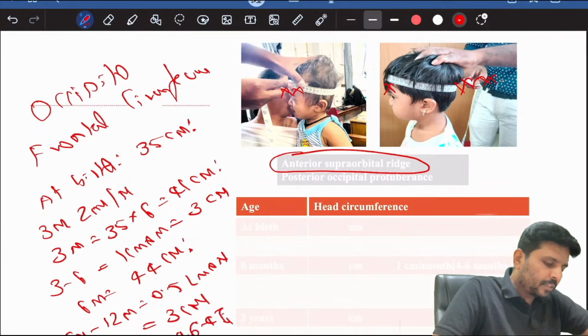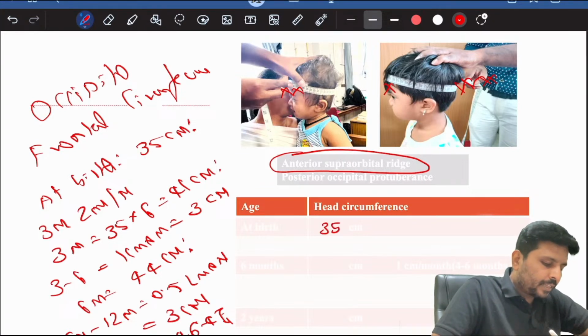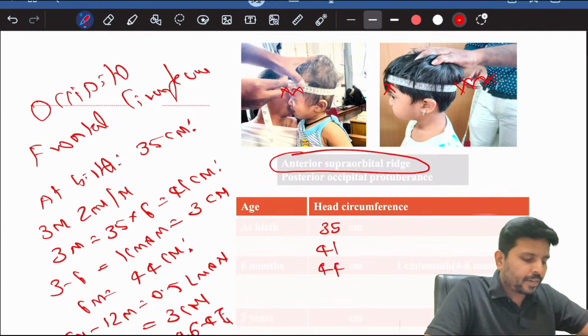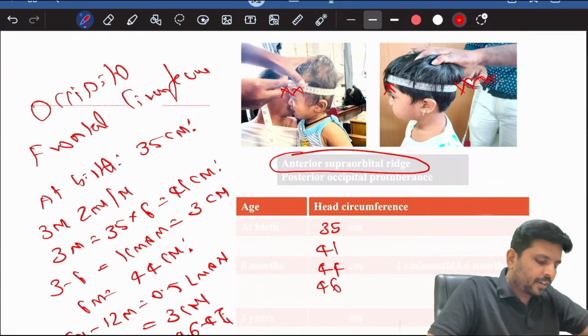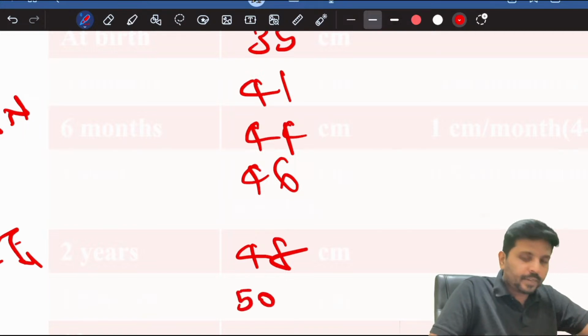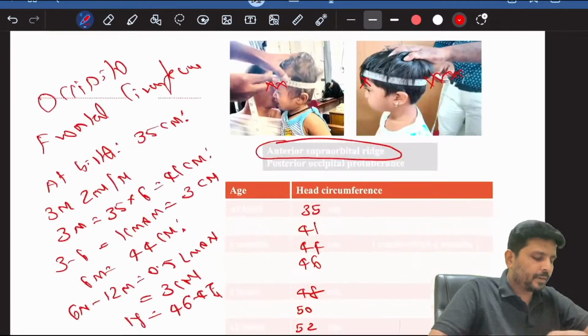So at birth, the child's head circumference is 35 centimeters. After 3 months, 41 centimeters. 6 months, 44 centimeters. By about 1 year, 46 centimeters. By about 2 years, 48 centimeters. By about 5 years, 50 centimeters. And by about 12 years, it is 52 centimeters.